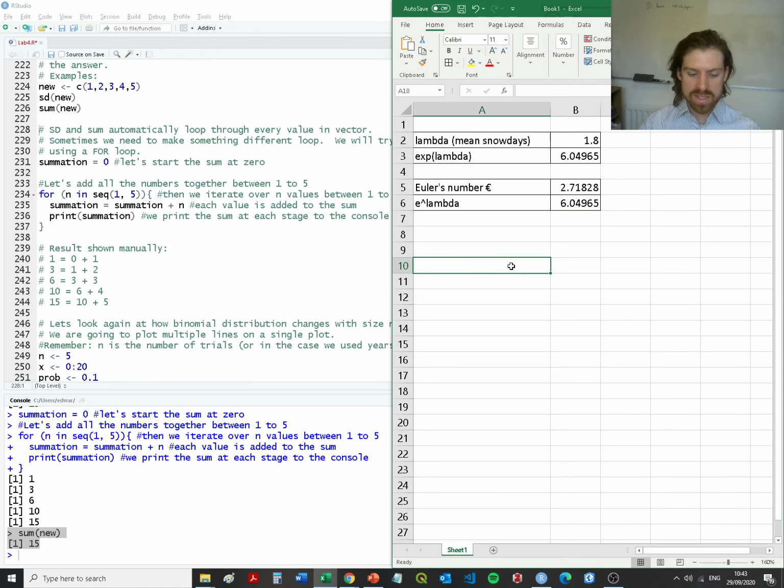So we could do that in Excel. There we have all of the numbers that we're interested in. If we press Alt equals, we get the sum of those values, which is 15.